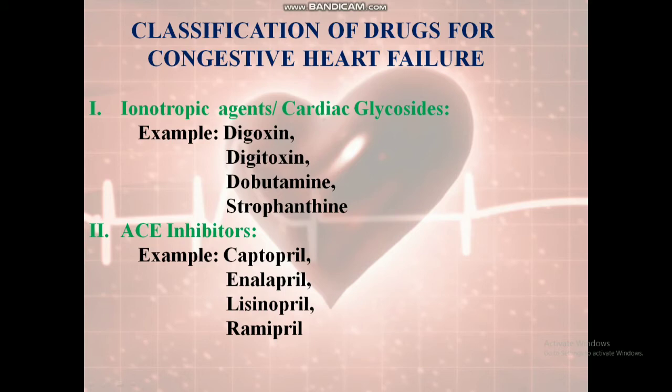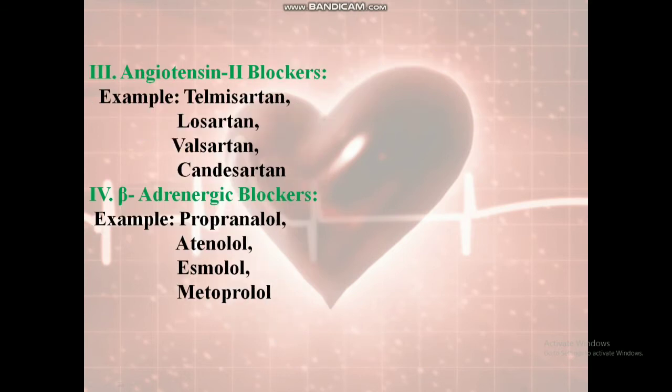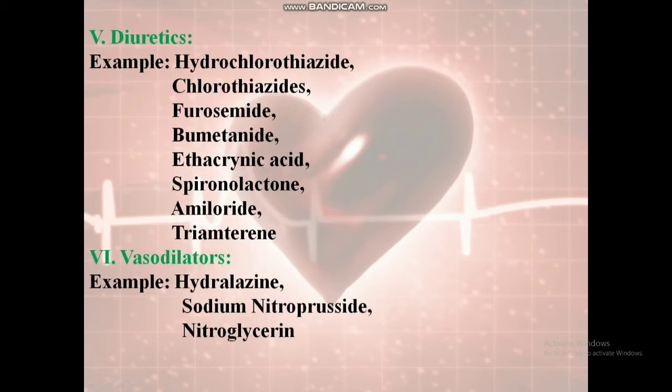Classification of drugs for congestive heart failure. First class, inotropic agents. Example: digoxin, digitoxin, dobutamine, strophanthin. Second class, ACE inhibitors. Example: captopril, enalapril, lisinopril, ramipril. Third class, angiotensin II blockers. Example: telmisartan, losartan, valsartan, candesartan. Fourth class, beta adrenergic blockers. Example: propranolol, atenolol, esmolol, metoprolol. Fifth class, diuretics. Example: hydrochlorothiazide, chlorothiazide, furosemide. Sixth class, vasodilators. Example: hydralazine, sodium nitroprusside, nitroglycerin.